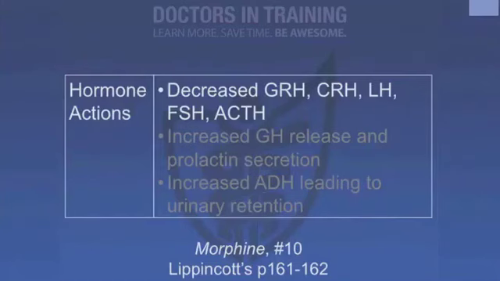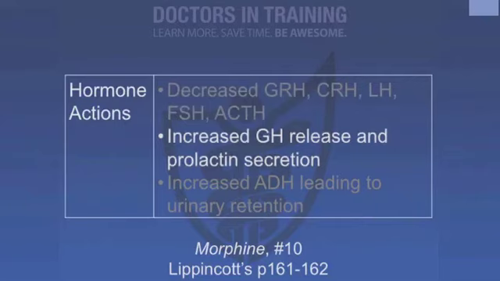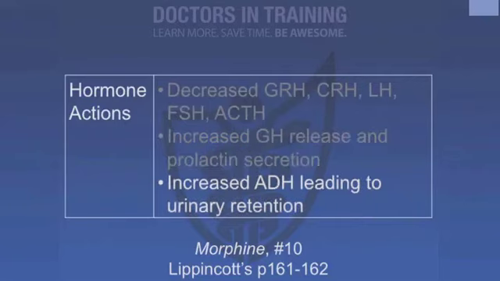Hormonally, there's some effects as well. These are a little bit more nebulous, but you can decrease gonadotropin-releasing hormone, corticotropin-releasing hormone, as well as LH, or luteinizing hormone, FSH, follicle-stimulating hormone, or ACTH. And you can also get increased growth hormone, prolactin, and ADH, antidiuretic hormone. So again, we talked about how the mu receptors had a little antidiuretic tendency anyway. Now you can actually get increased ADH that can cause more urinary retention.